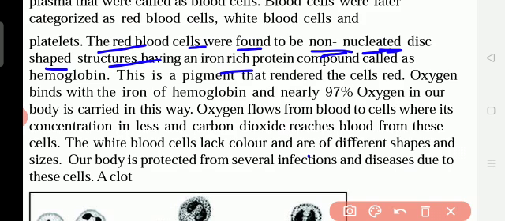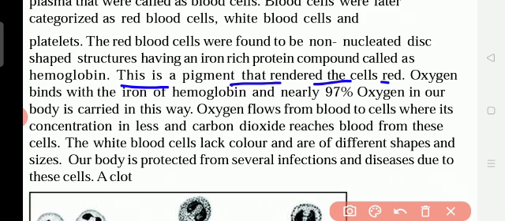Why is it red? Because it has the iron rich protein compound called hemoglobin. Hemoglobin means what? In the blood cells we have the iron rich protein. Because of this iron rich protein, called hemoglobin, our blood is red in color. This is the pigment that rendered the cells red. So what is the pigment present in the blood cells? The pigment present is hemoglobin.